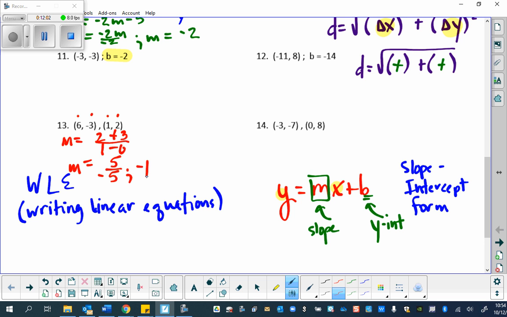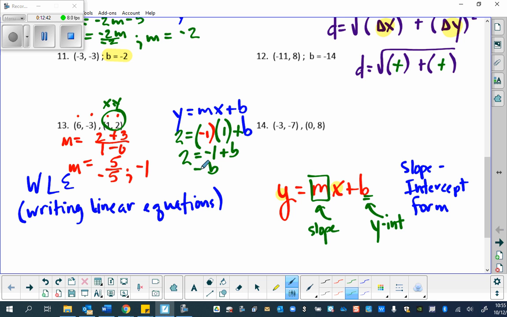When I go to solve using y equals mx plus b, I plug in what I have and I solve for what I'm missing. I have an x and a y, and it's my choice which one I want to use. Here's my x and here's my y. So my outcome of 2 is the result of my slope, negative 1, times my input of x plus my b. Now I can solve for what I'm missing. 2 is equal to negative 1 plus b. b is equal to 3.